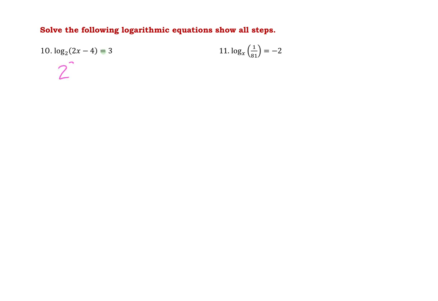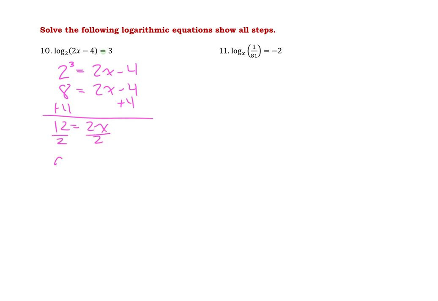2 to the third power equals that 2x minus 4. I'm going to power that 2 to 8. And now I have a simple linear equation to solve. Add 4. And then divide by 2. So x is equal to 6.